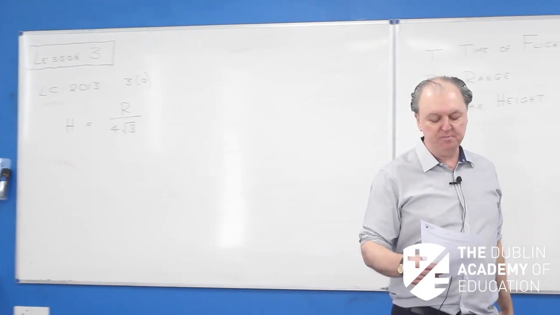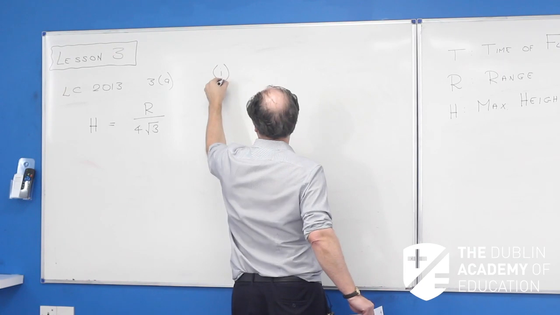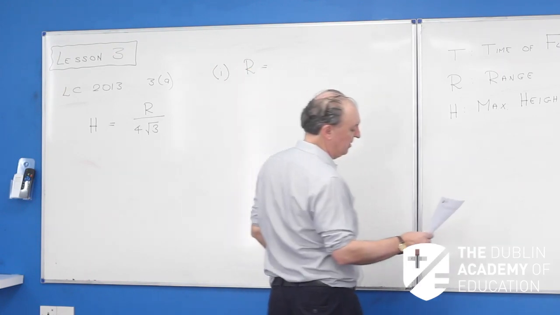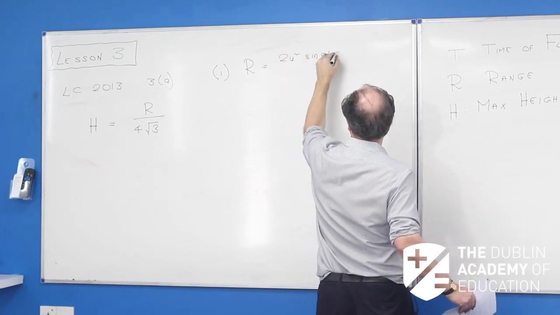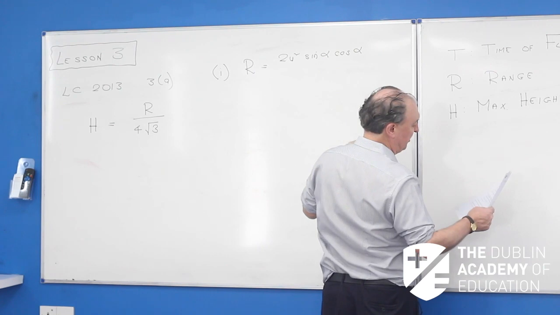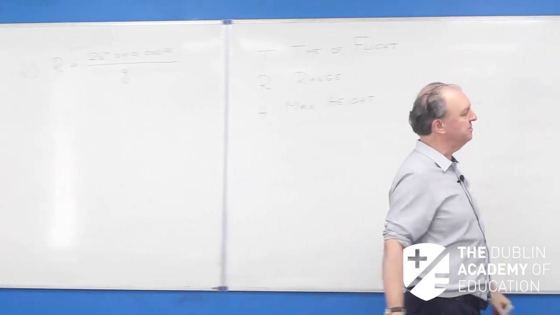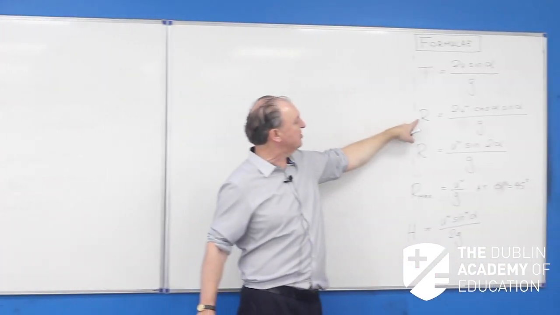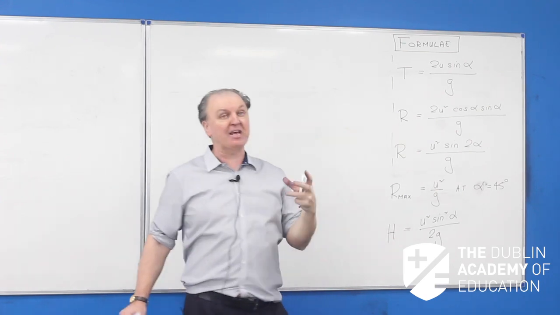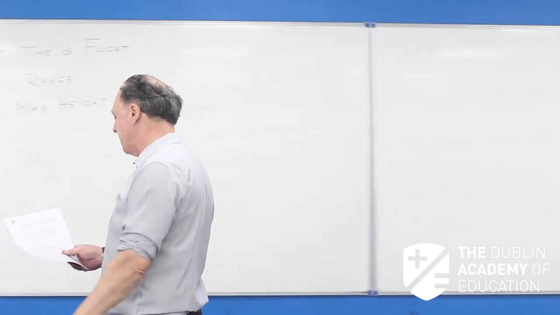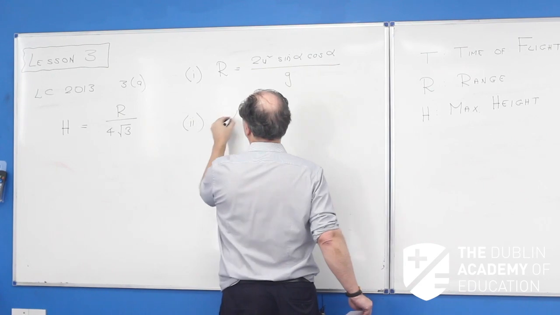What are they asking me to do? In part one, they're asking me to show that R is equal to 2u squared sine alpha cos alpha divided by g. Well, isn't that exactly what we did in our proof? There's the range there. It's exactly the same proof. So that's what they're asking you to do. That's the proof. Second part, they're asking me to find the value of alpha.